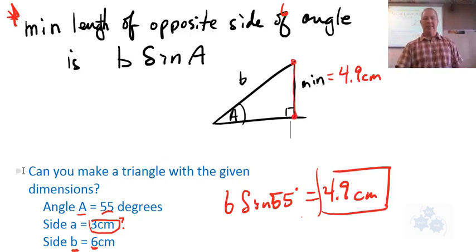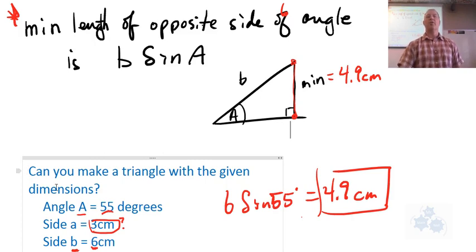So this question right here, can you make a triangle with the given dimensions? The answer is no. No triangle can be made because B times sine A is greater than this, or this one is not long enough for the minimum requirement.